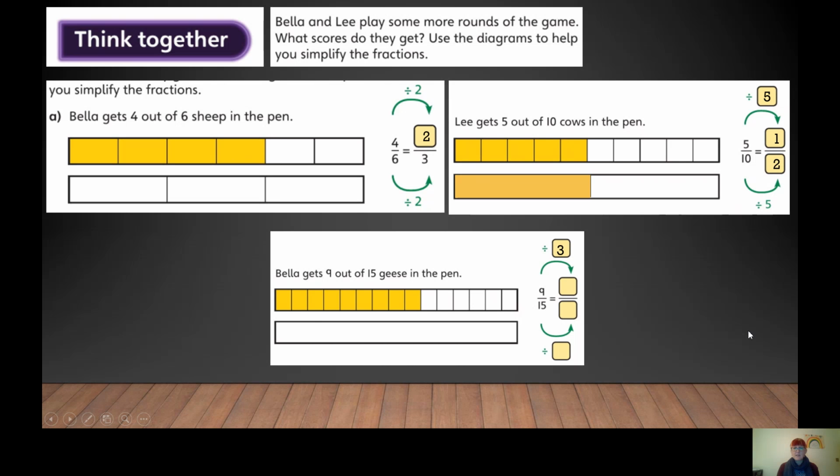Let's have a look. Yeah, 9 divided by 3 gives me a new numerator of 3. 15 divided by 3, so the common factor is definitely 3, will give me 5. So 9/15 is the same as 3/5. And represented on a diagram here.